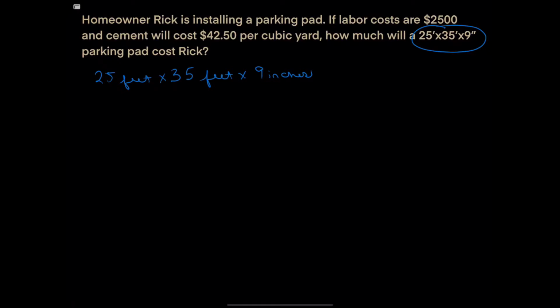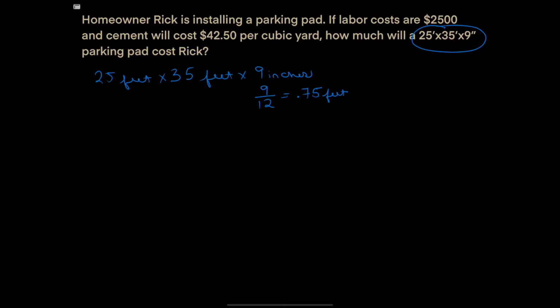The easiest way for me to think about this is, we're talking about 9 inches out of a total of 12 inches in a foot. So when you divide, you get 0.75. There are 9 out of the 12 possible inches in this foot, so that's going to be 0.75 feet.